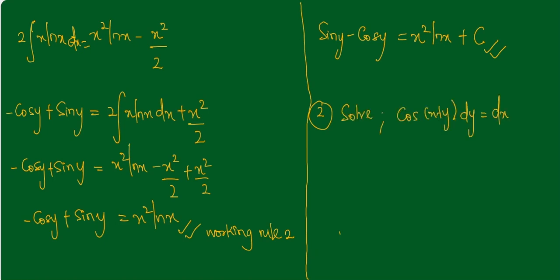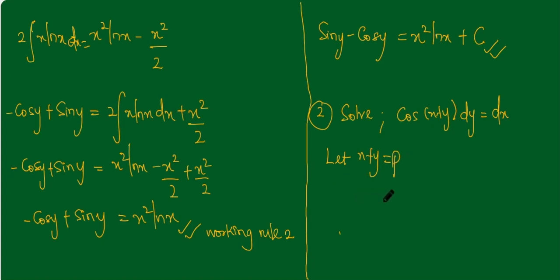So we have to solve this differential equation cos of x plus y dy is equal to dx. In order to solve this, it's not an equation that we can solve in a very straightforward manner as the first example we did. So to make our work easier, we make x plus y equal to an arbitrary letter, say p. So let x plus y be equal to p.